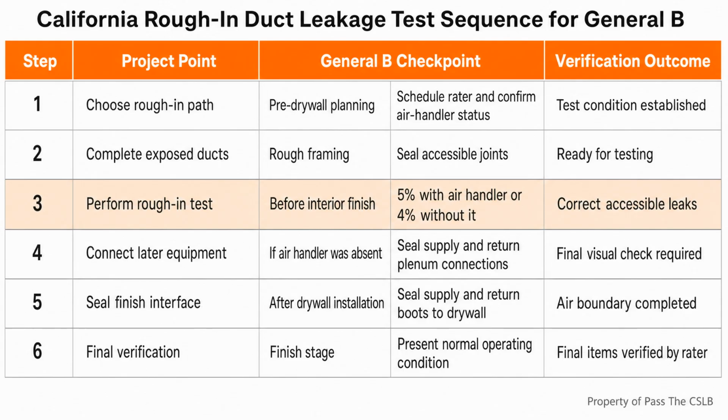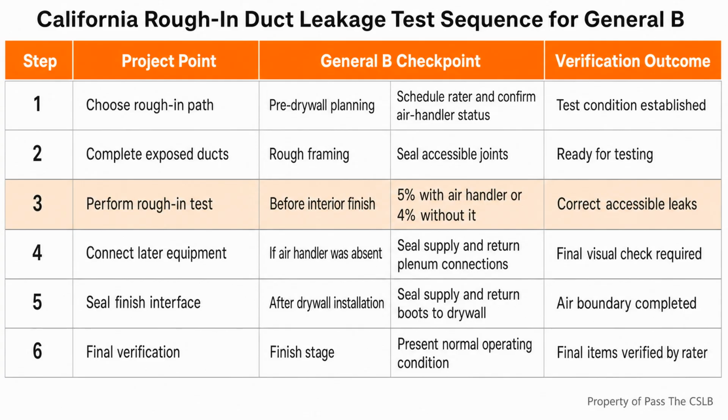The leakage test measures air escaping from the duct system under a controlled test condition. For a general B contractor, the important skill is not designing the duct layout or calculating friction loss. The important skill is coordinating the installer, the certified rater, the drywall crew, and the correction window so the system can be tested and repaired while the joints are still reachable.